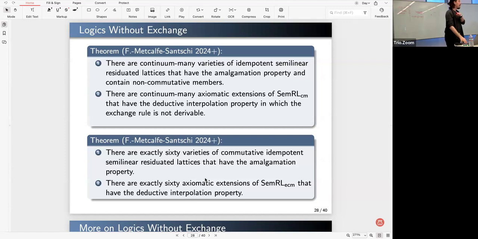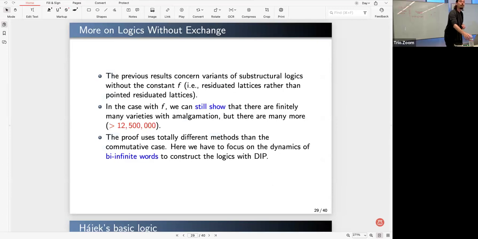Now you might ask, I've told you that I'm working in the falsum-free fragment, so I don't have the constant f. What happens if I do have it? Everything still works correctly, but the extra constant allows me to define many more varieties. I have not worked out exactly how many varieties there are if I add the falsum. There are at least 12.5 million or something like that. I've identified this many, and you could use the methods to give the exact number. I don't think it's too many more, maybe 19 million or something like that. But it's still finitely many, in contrast to the continuum many before you add exchange back.